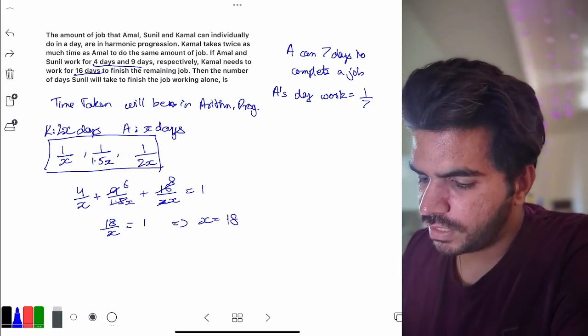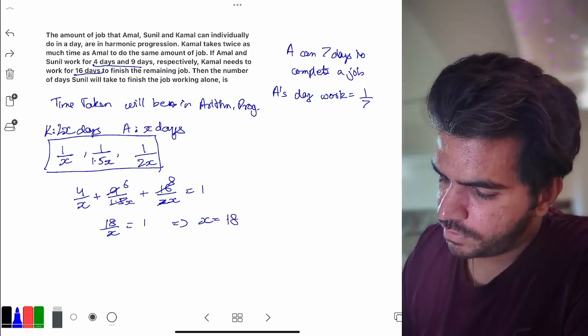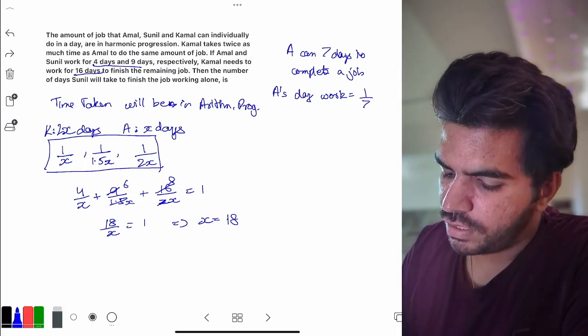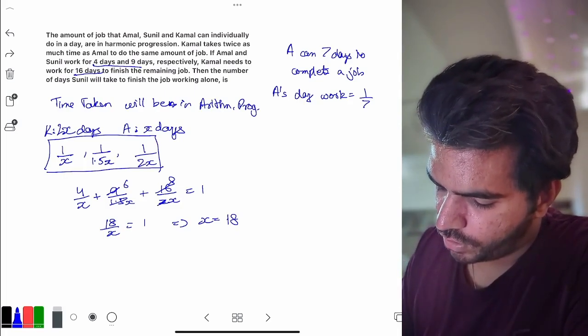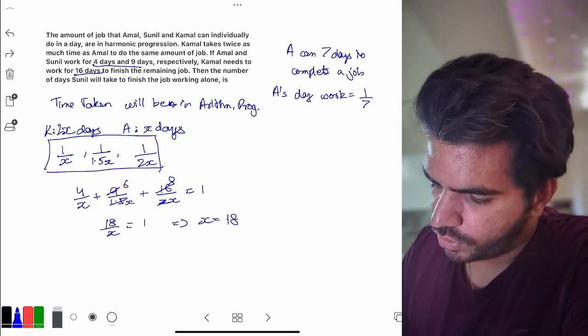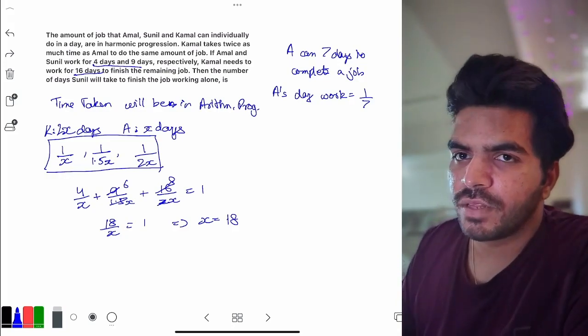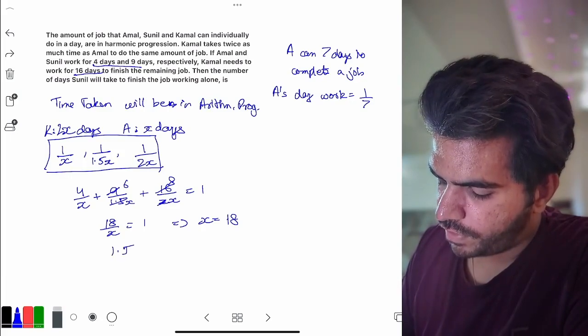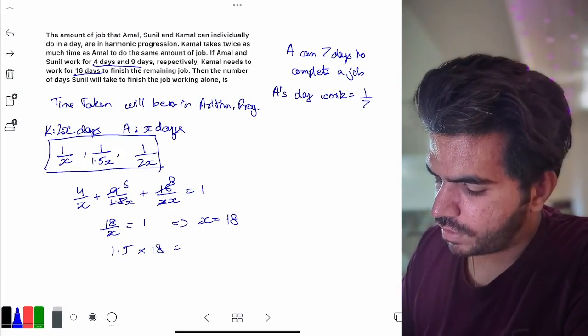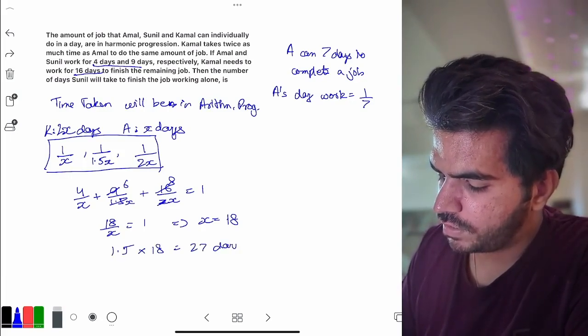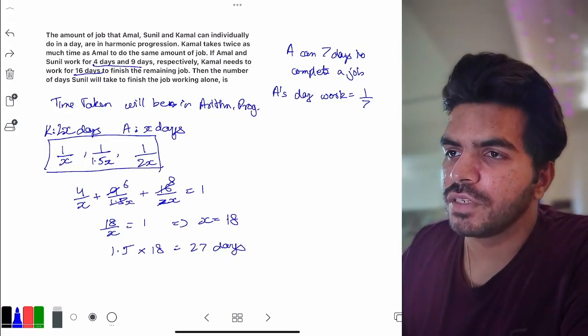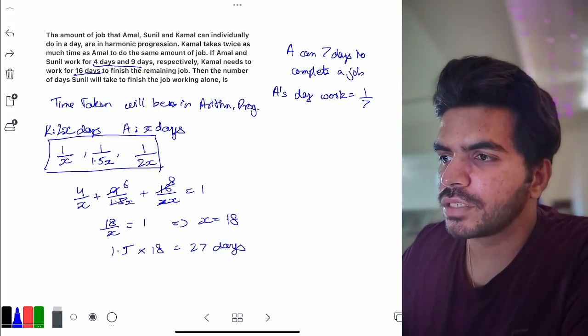And 18 is the time taken by Amal to do the work alone. And Sunil is being asked, so 1.5 times that, which will be 1.5 into 18, that is equal to 27 days. So the answer should be 27 days. Coming to the next question.